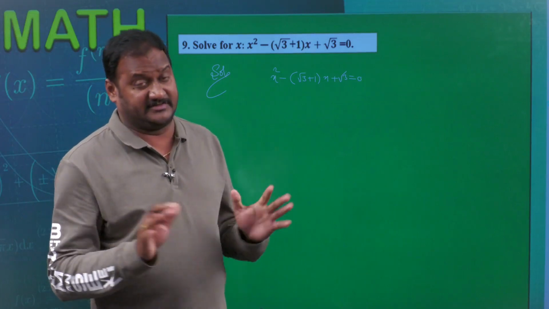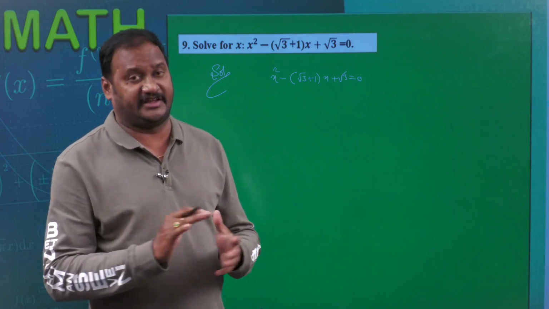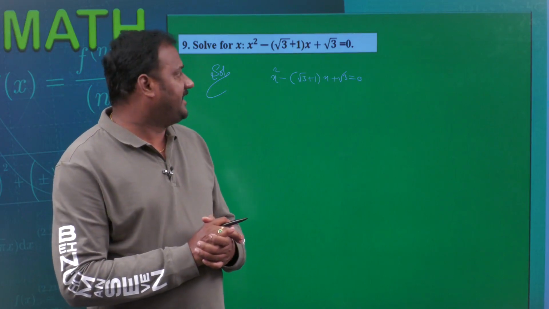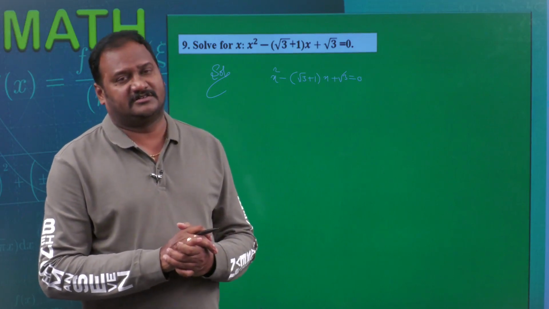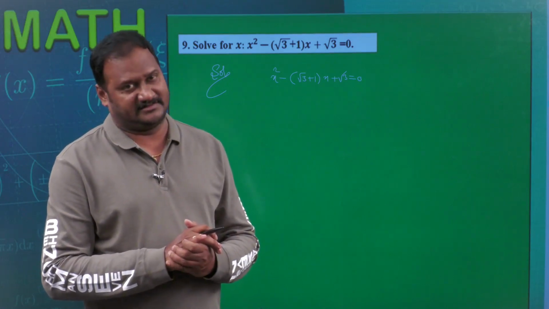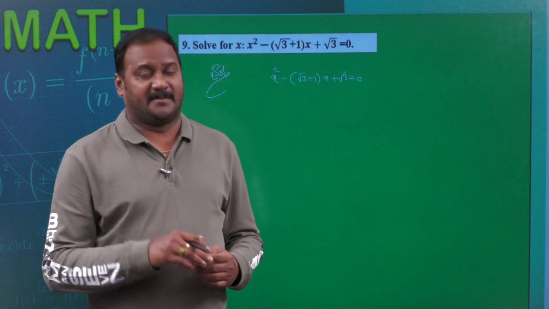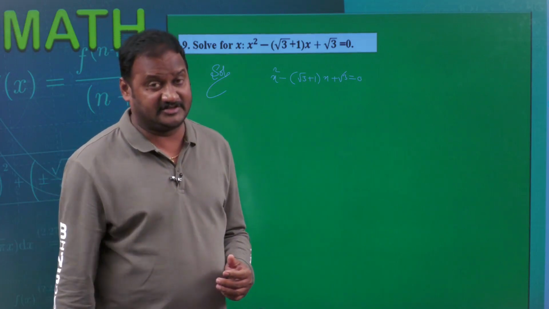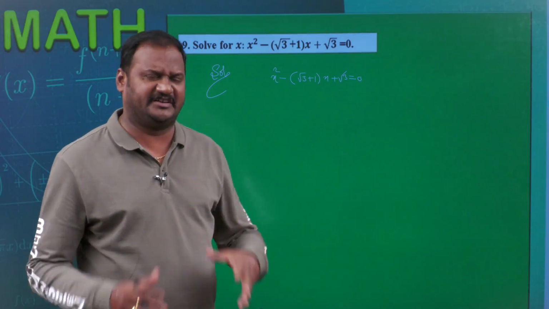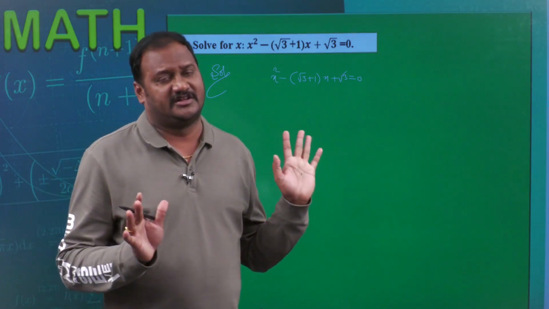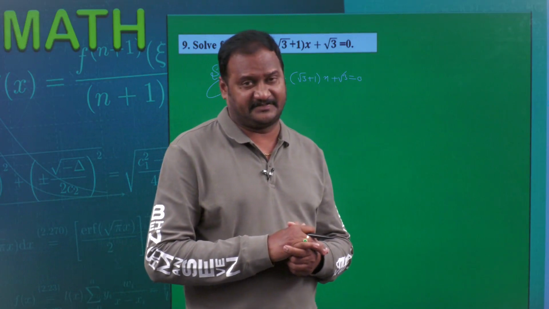Square root 3 is there, so I cannot do that easily. Then definitely I will go for the quadratic formula method. Again, you will have to take x equals minus b plus or minus square root of b square minus 4ac, whole divided by 2a. It takes a lot of time to get the values of x.